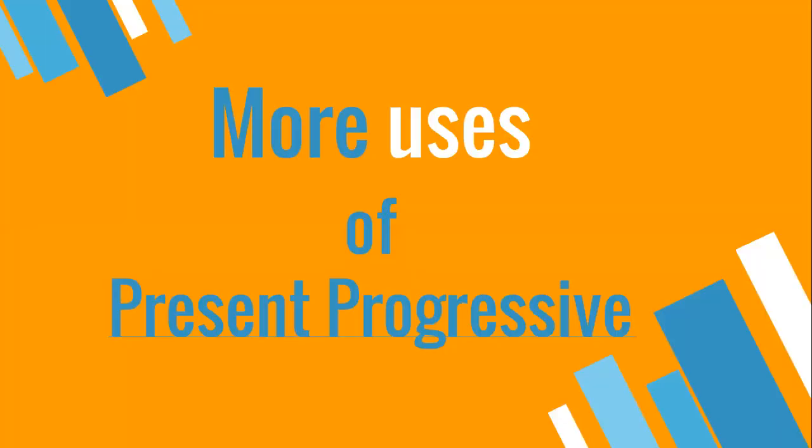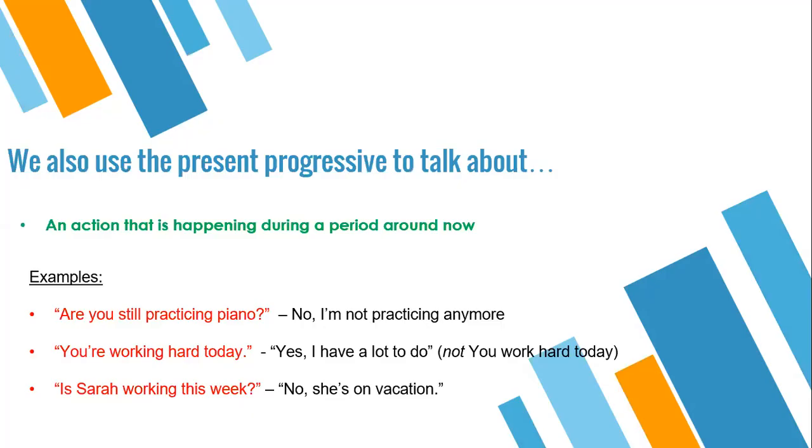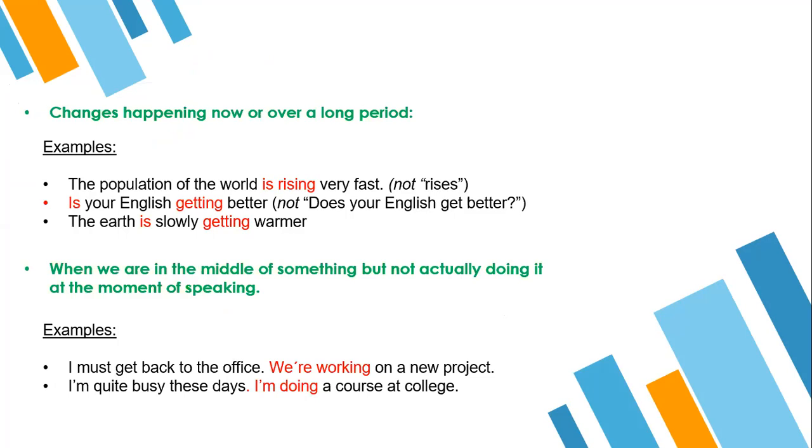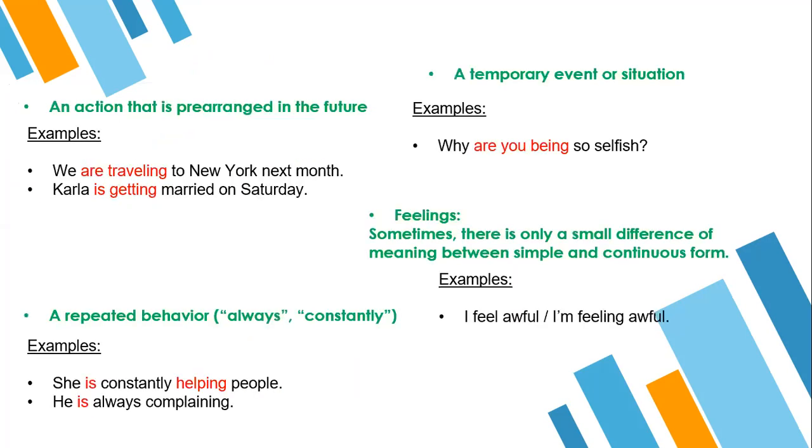As I was previously mentioning, even if it is a tense that we really use to talk about something that is happening at the moment, it is also used to talk about actions that are prearranged in the future. What do I mean by prearranged? Previamente establecidas o previamente arregladas en el futuro. And here I have some examples. We are traveling to New York next month. Carla is getting married on Saturday.